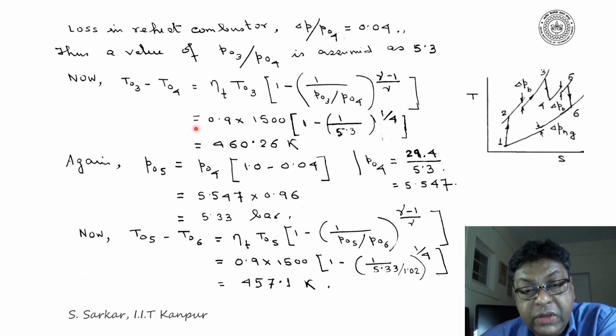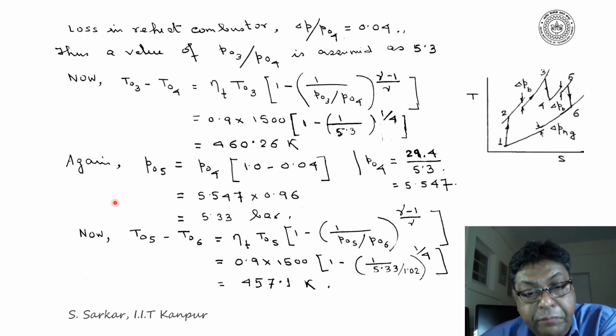I know eta T is equal to 0.9, T03 is equal to 1500, P03 by P04 is 5.3, and gamma minus 1 by gamma becomes 0.25. If I put all the values and calculate, then T03 minus T04, that's temperature drop in high pressure turbine, would be 460.26 Kelvin.